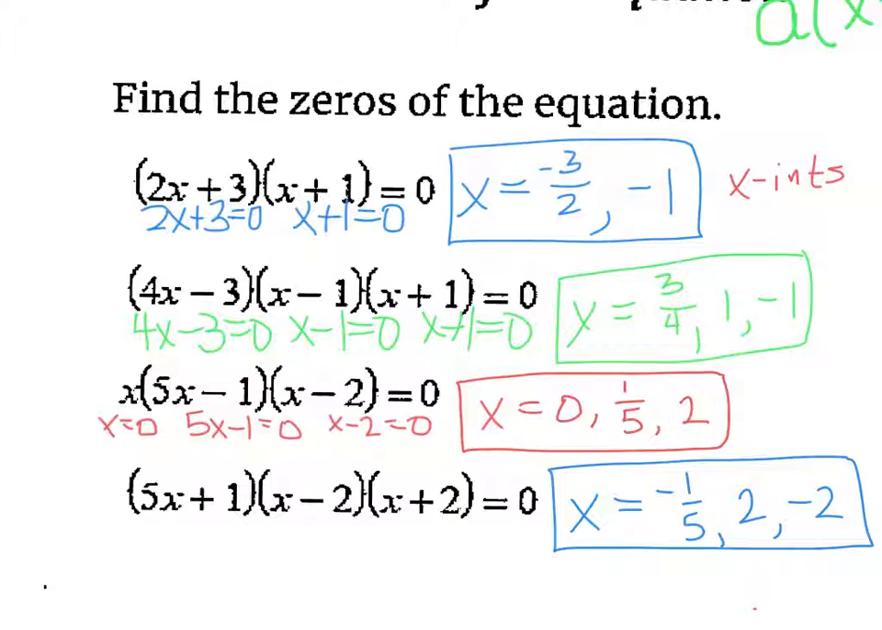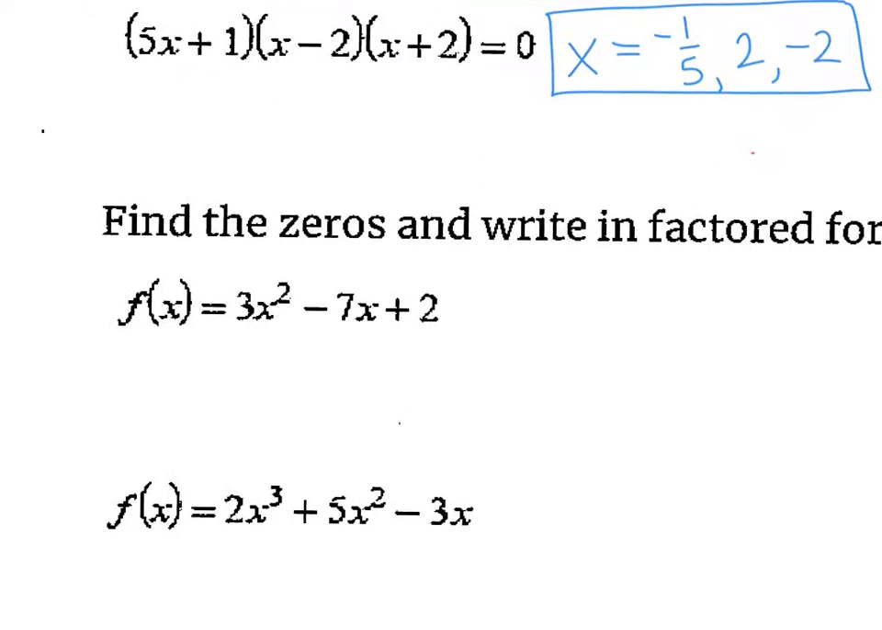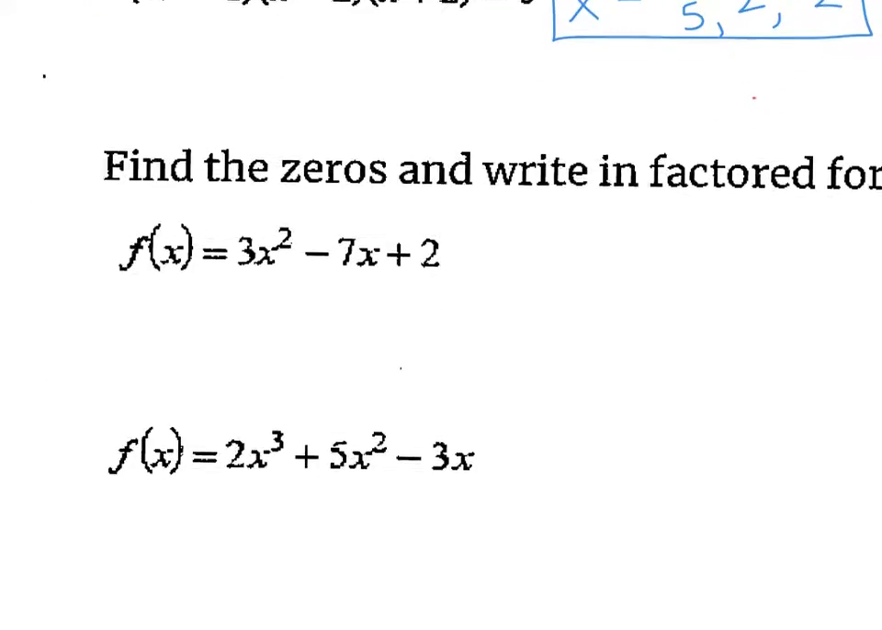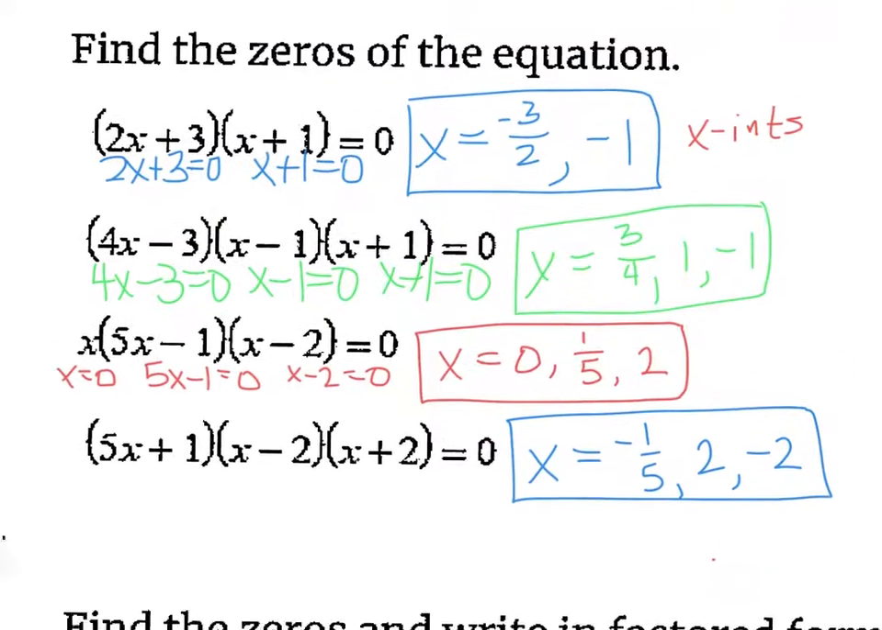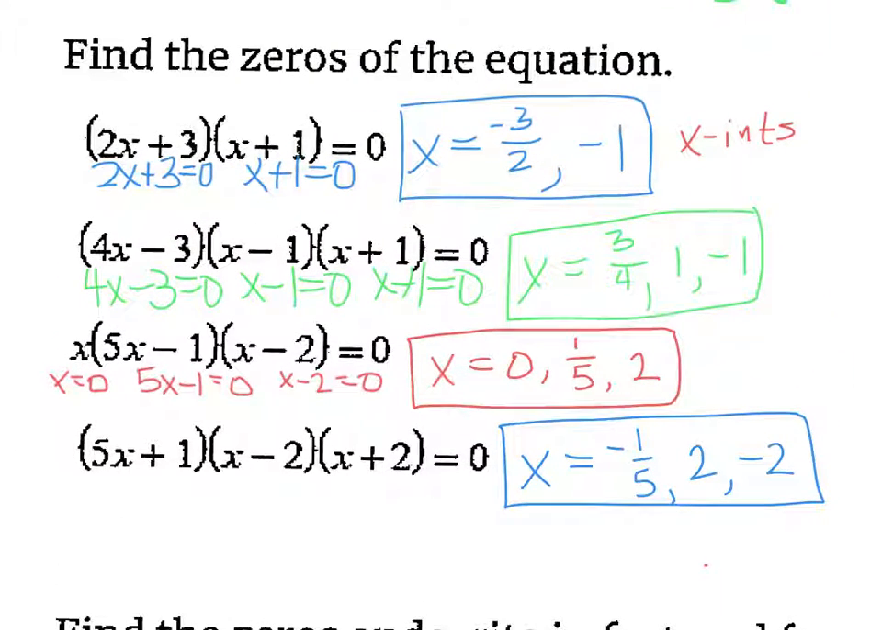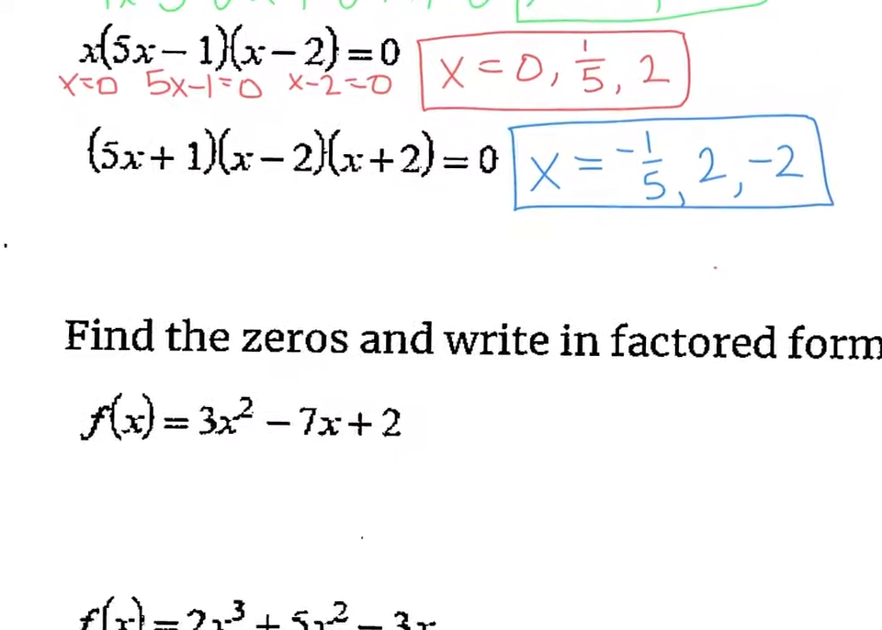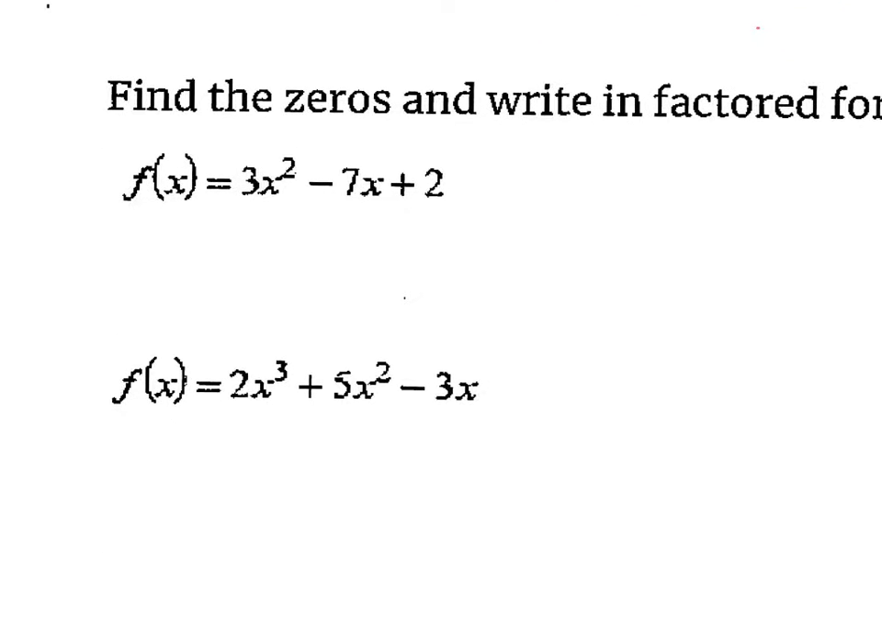Let's move down to the next part. The next part says find the zeros and write in factored form. Well, what did I tell you up here? I told you that these zeros are also the x-intercepts. So if I can find now from my general form equations the x-intercepts or the solutions with the quadratic formula, then I can write it in factored form. Again, look up at the top.